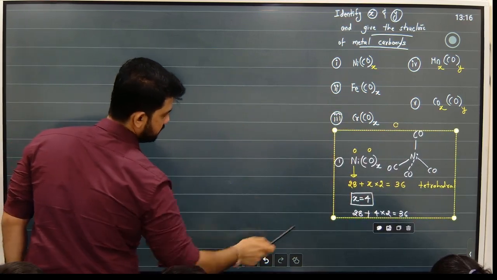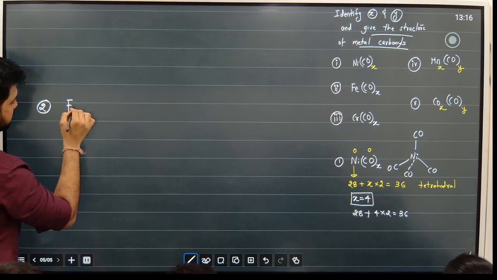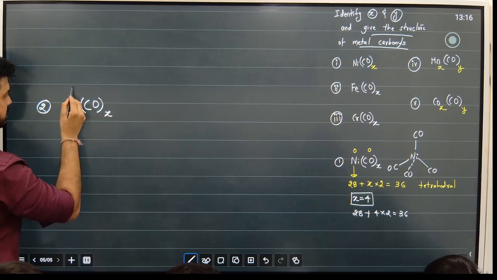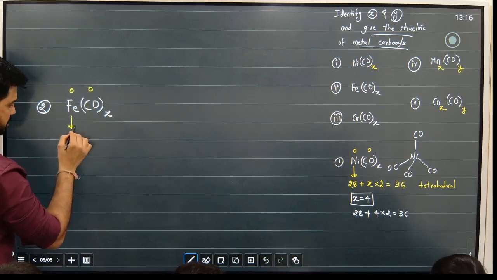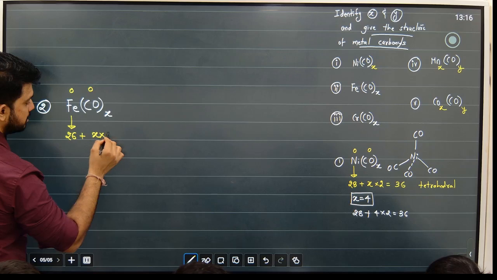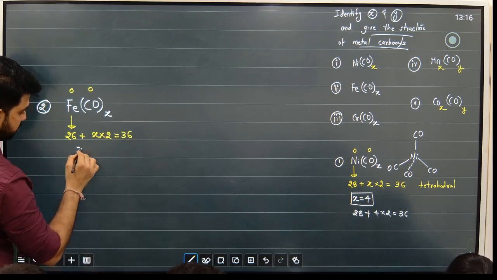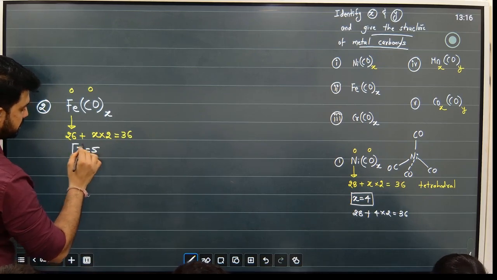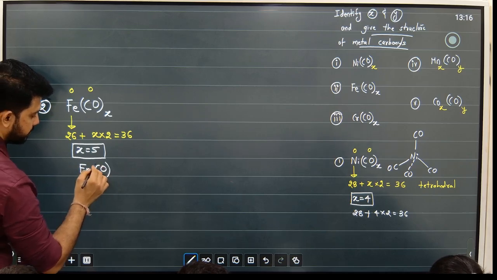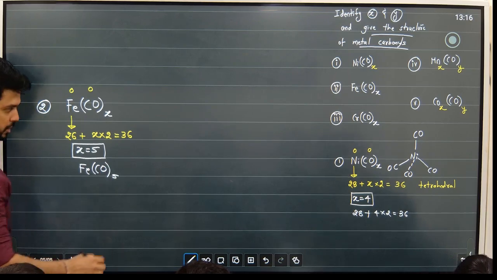Fe(CO)x कैसा था? What will be X over here, anyone? Fe is 26. Again, this is 0. So this is 26. Again, we have to reach what? 36. So how much will X be over here? 5. Because we have to reach the next noble gas. So this becomes Fe(CO)5.